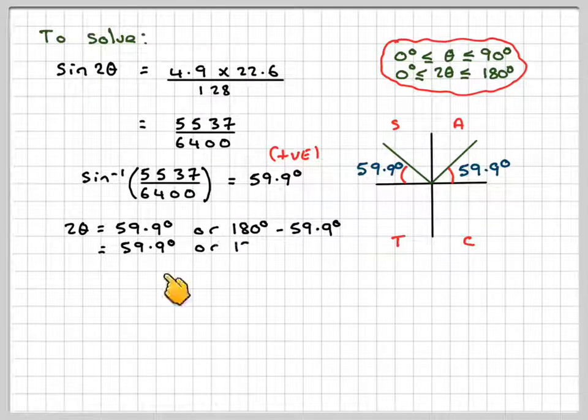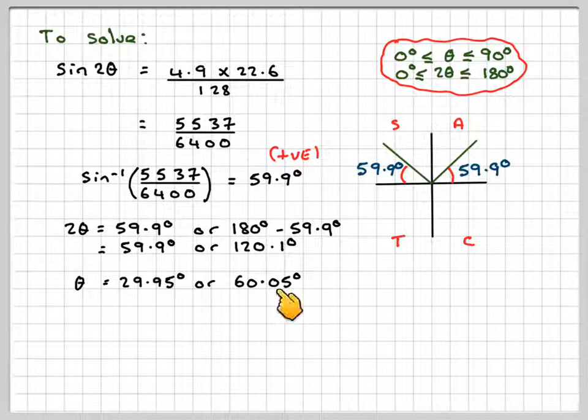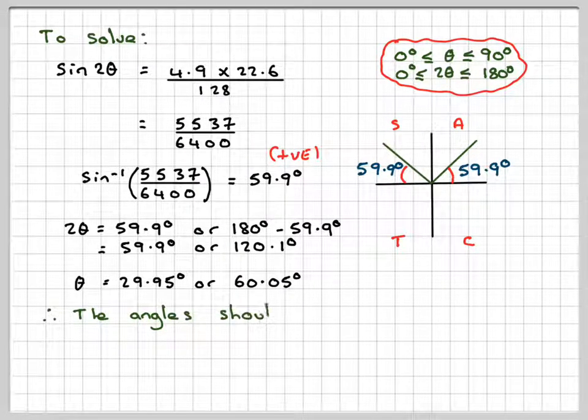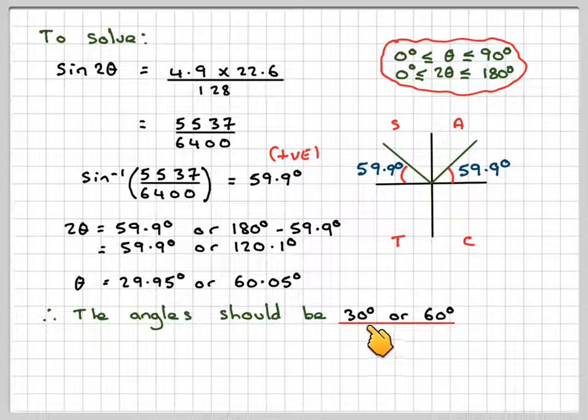So 2 theta has to be 59.9, or 180 minus 59.9, which gives 59.9 or 120.1. Then if we divide by 2, we get 29.95 or 60.05. We have to give the answer to the nearest degree, so it's 30 or 60, correct to the nearest degree.